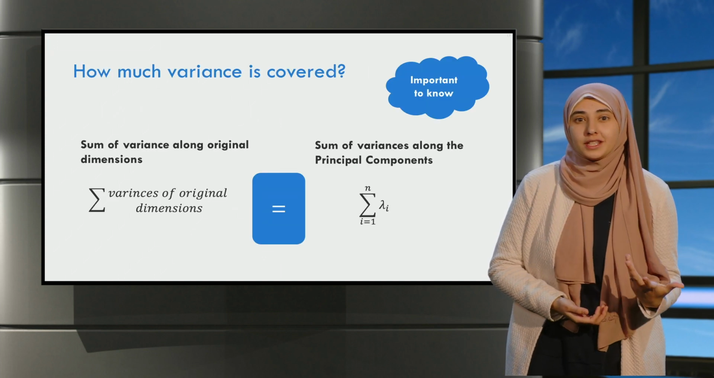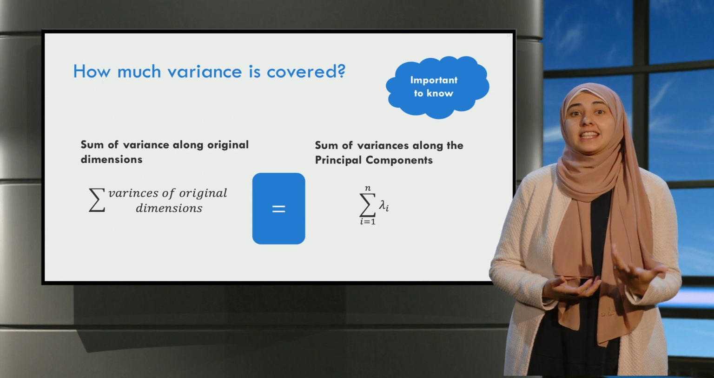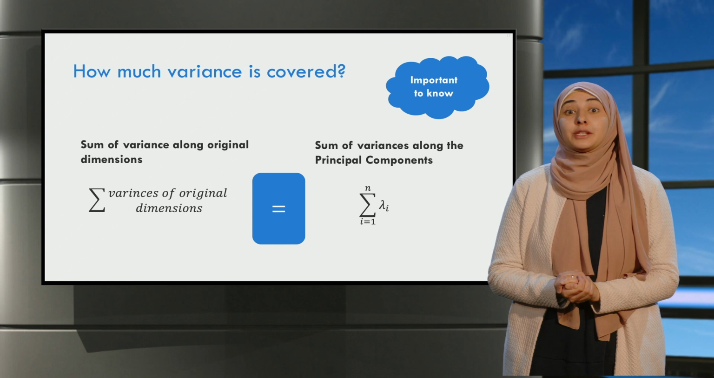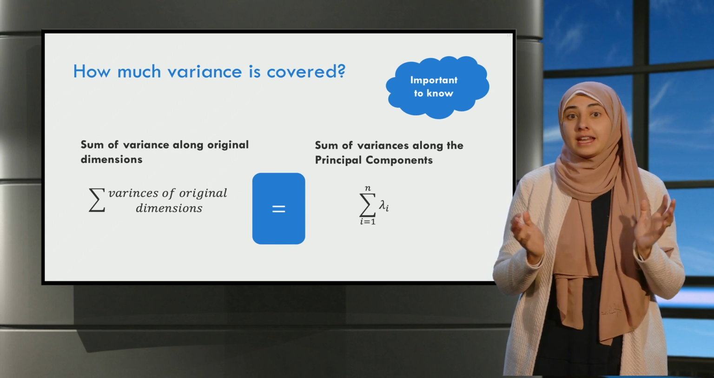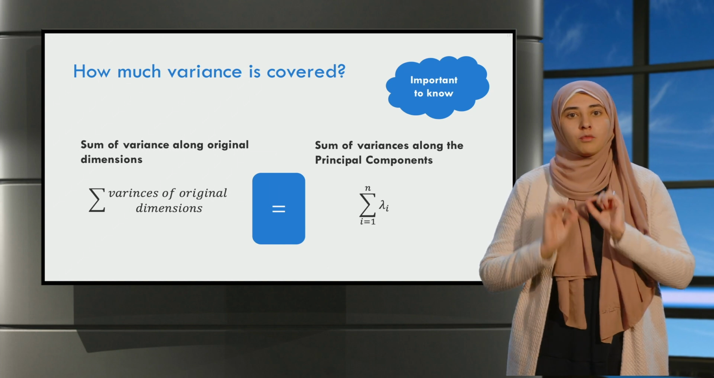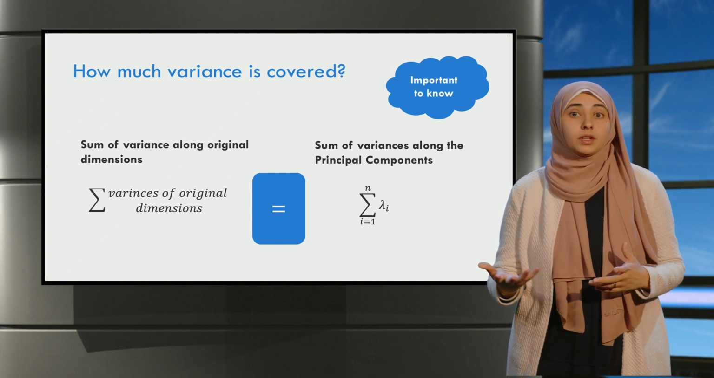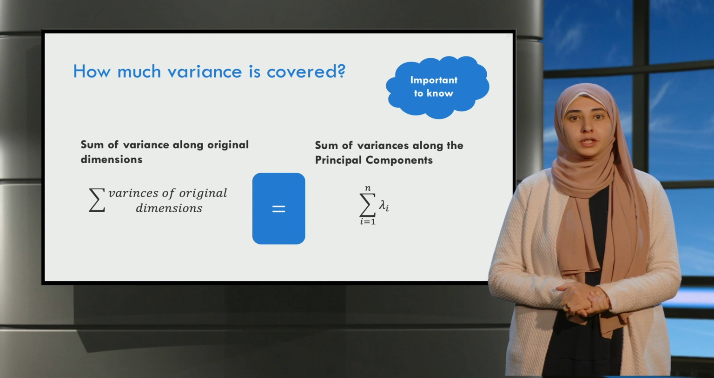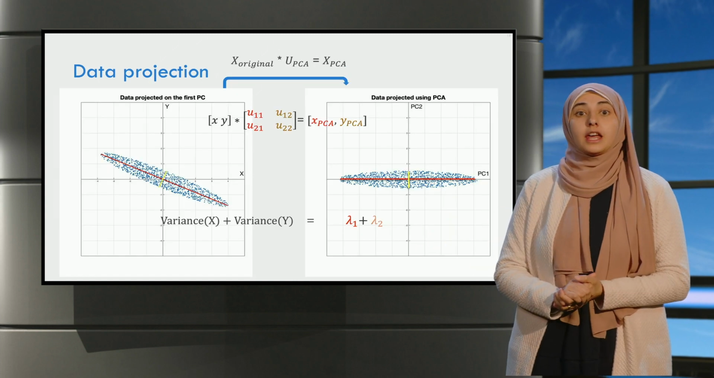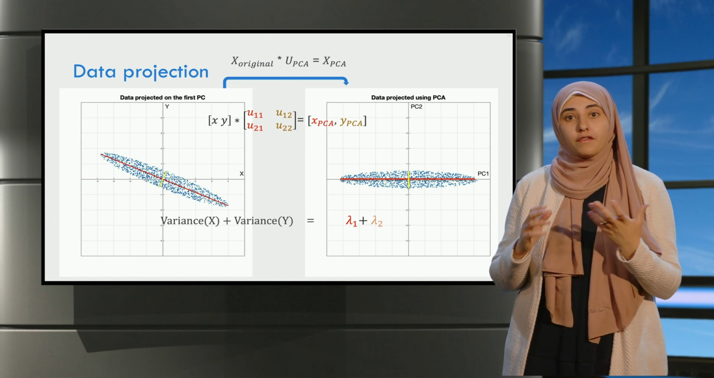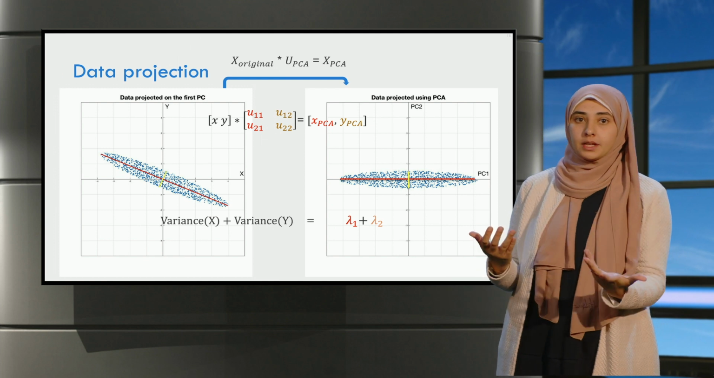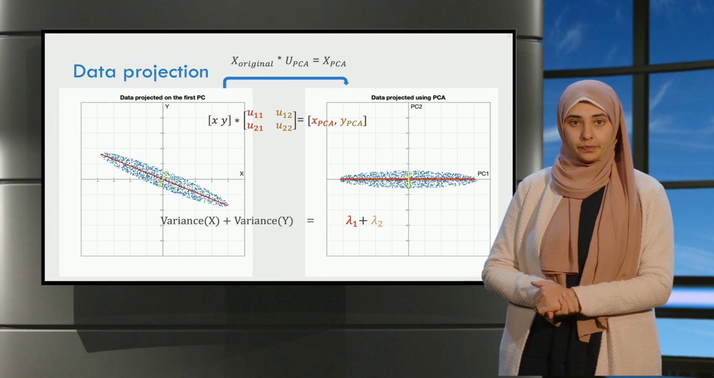A nice property of the PCA technique is that it preserves the variance of the data. This means that if we sum the variances along the original dimensions, it will be the exact sum of the eigenvalues, or the lambdas, or the variances of all principal components of the data. Going back to our example, the sum of variances of the x dimension and the y dimension is equal to the sum of lambdas, lambda 1 and lambda 2.